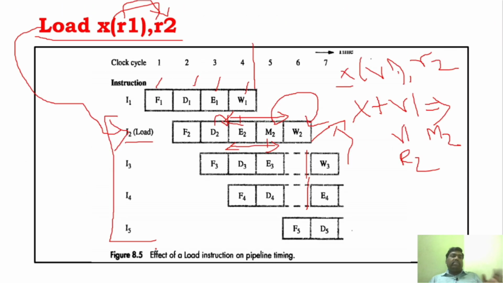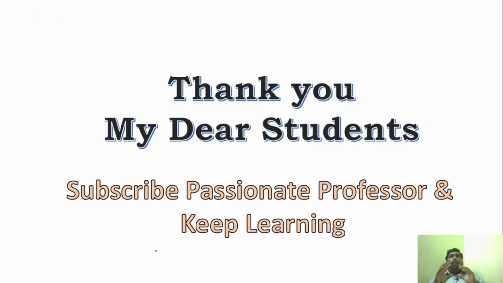So today what we have seen is the importance of pipelining, what the performance of pipelining is, how it improves the performance of the CPU, and what the different types of hazards are. That is what we have seen. Hope you understand the concept very clearly.